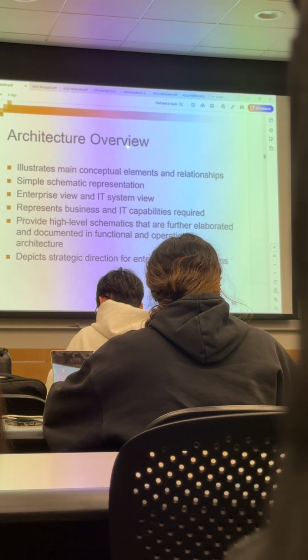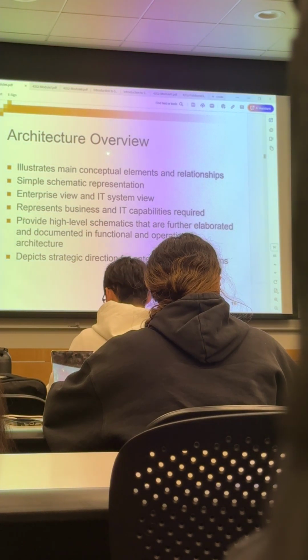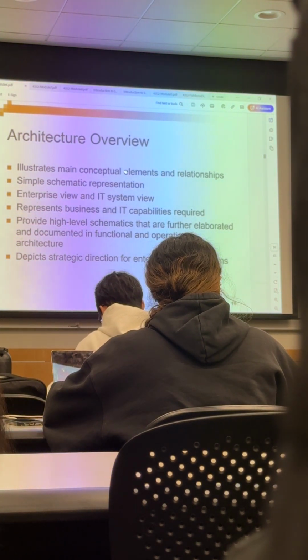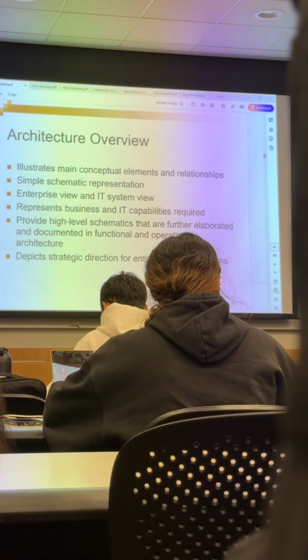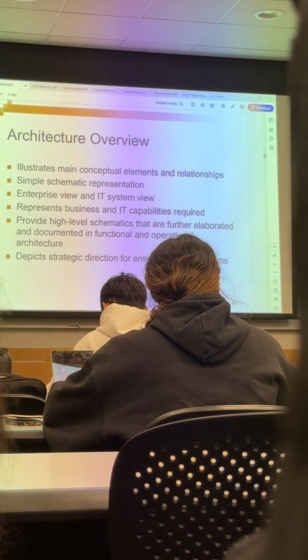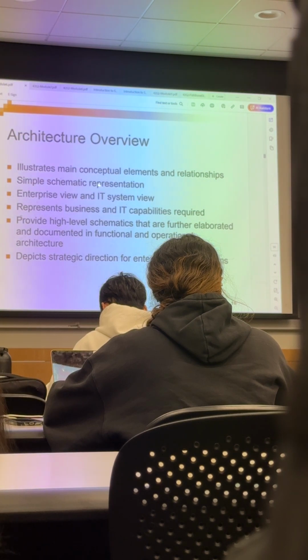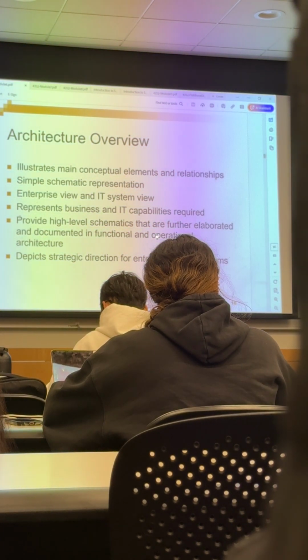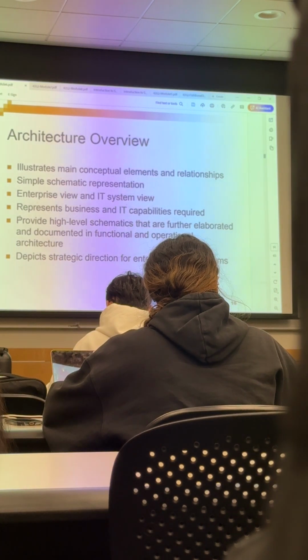Third one is architecture overview. Architecture overview is a very high level description of your system, and it shows your system with respect to the elements and the relationships. So this is again very, very high level. This is part of your architecture block diagrams. And then what we do is we add more details when we come to functional architecture and operational architecture, which are later on in the process.